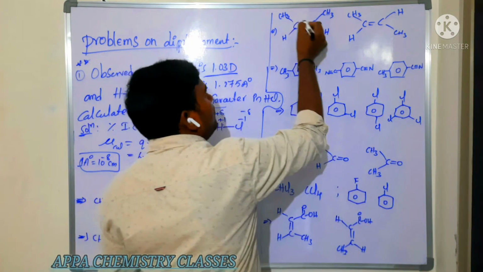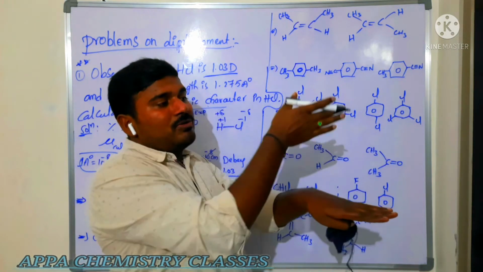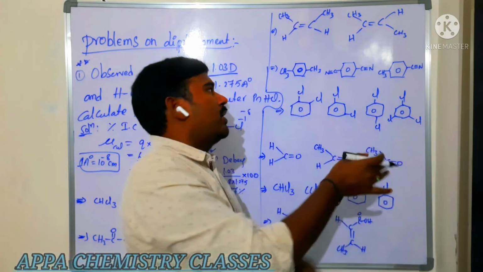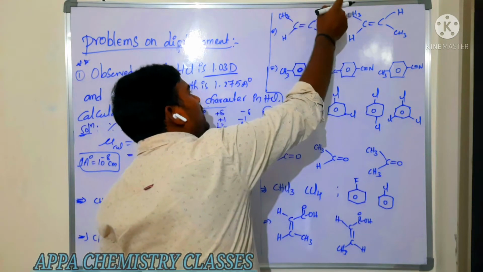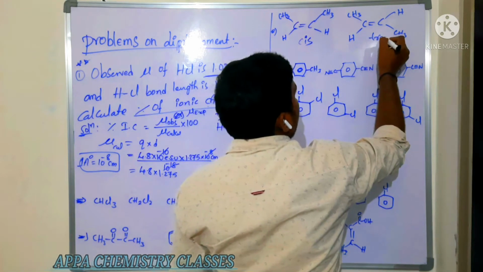Now in this case, it is perpendicular. One side, and this is the front side, the back side will be there for the pi bond. Okay? So the same groups are on the same side, so it is the cis isomer. And this is the trans isomer.